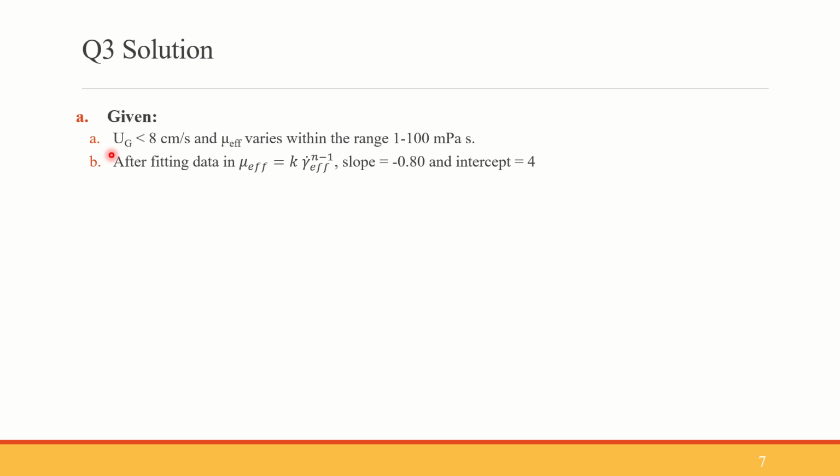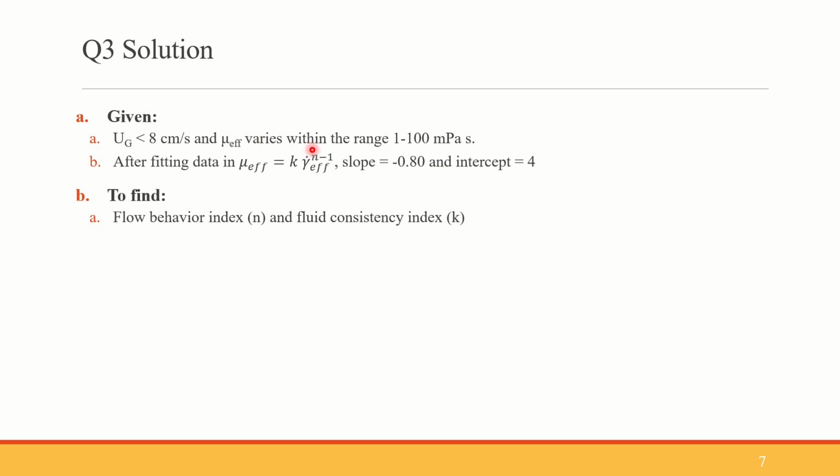Given it is Ug is less than 8 centimeter per second and mu effective varies within the range of 1 to 100 millipascal second. And we are given that after fitting data in this particular equation form, the slope is minus 0.8 and intercept is 4. So now we are asked to find the flow behavior index n and fluid consistency index k.